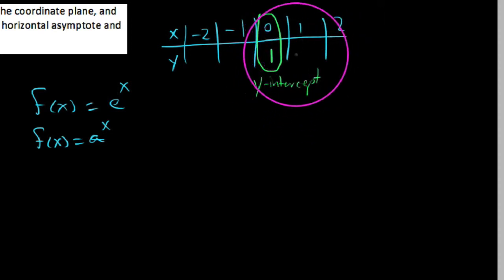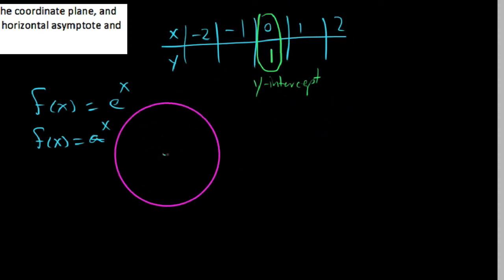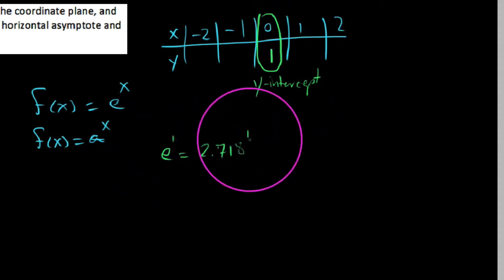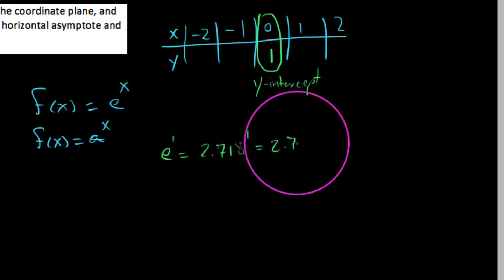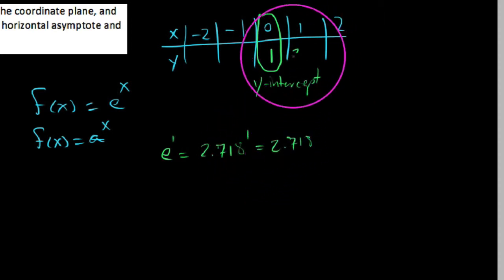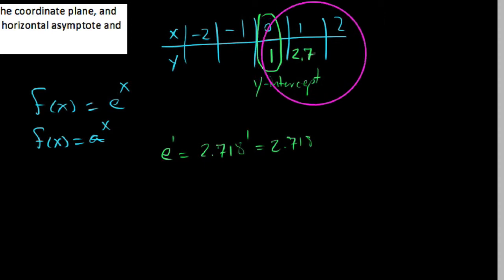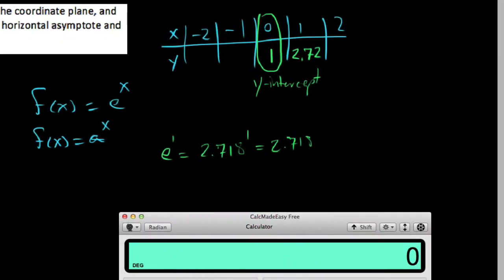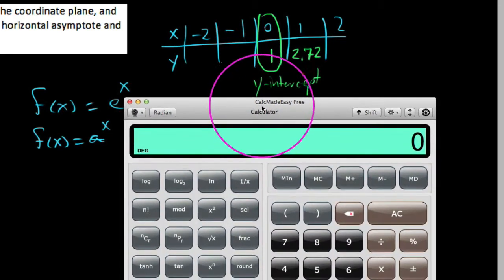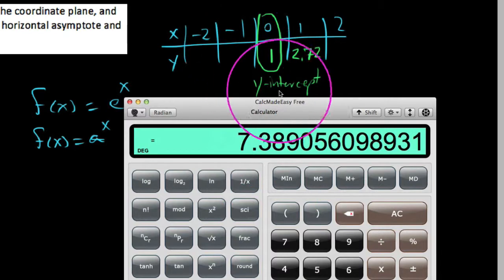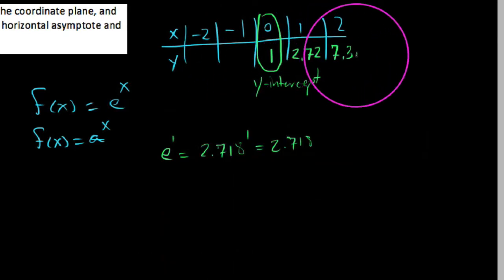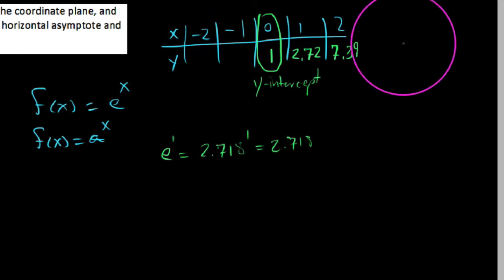If I plug in 1, we get e to the first. Well, we know e to the first would be 2.718 to the first, which is 2.718. So I'm going to write 2.72-ish. If we took e squared, now this is where I'd have to pull out the calculator. We'll take e to the power of 2. E to the power of 2 is about 7.39-ish. So 7.39-ish.